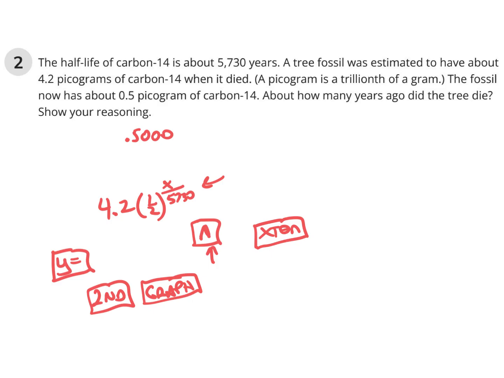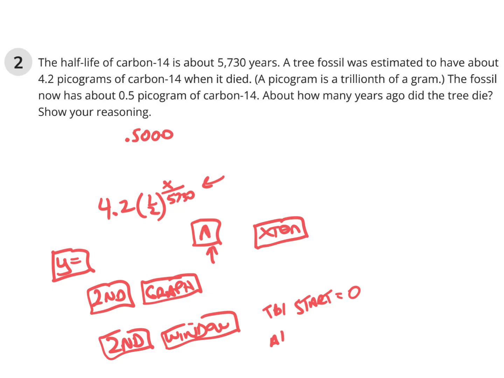Our half-life is 5730. So what you're going to do now is go second window, and then the first thing is table start. Leave that at 0. Now, delta table. This is the one you want to change, the change in table. We want to change this to 5730. So 0 is 0, 1 is 5730, 2 is 11460, and then 3 is 17190. So make sure you change delta table by hitting second window, and then hit second graph again.